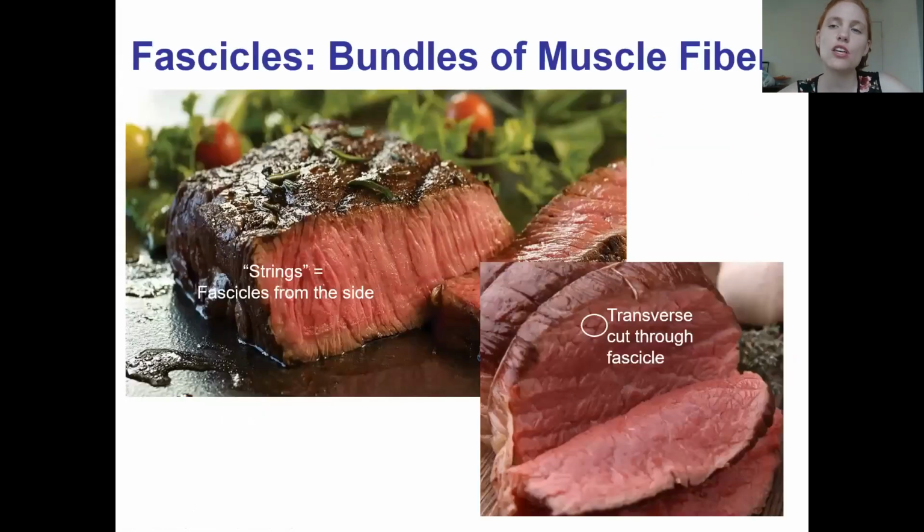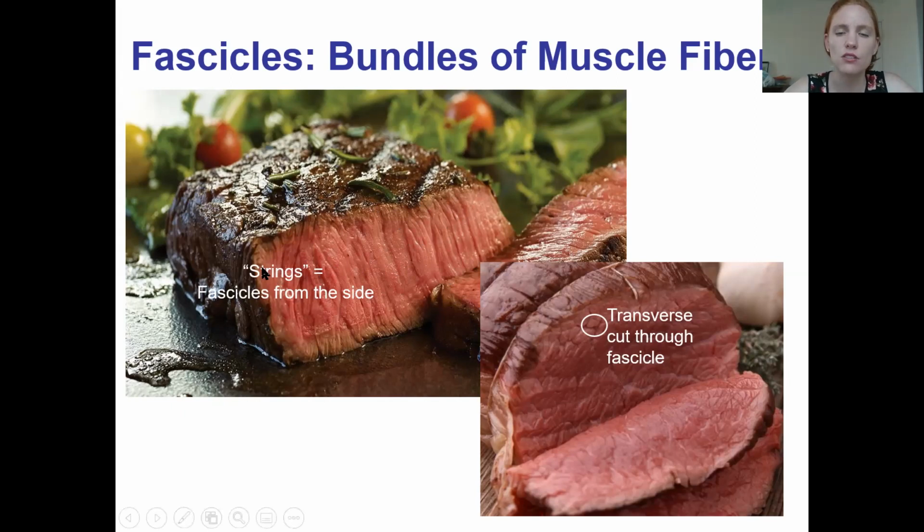Okay, and you can see this when you look at meat, because meat is skeletal muscle. When you look at the meat, for example, here we have some delicious looking steak. Those strings that you see, those are the fascicles running lengthwise. So you have a collection of muscle fibers all running in one particular direction.